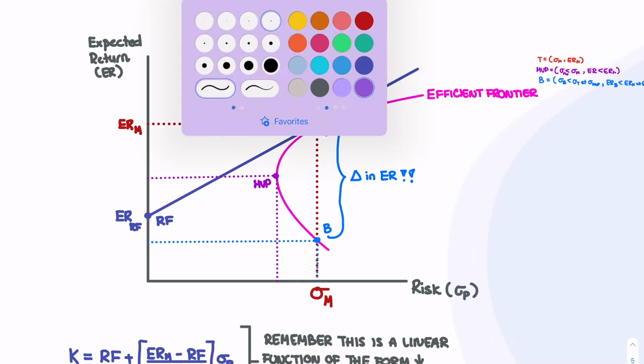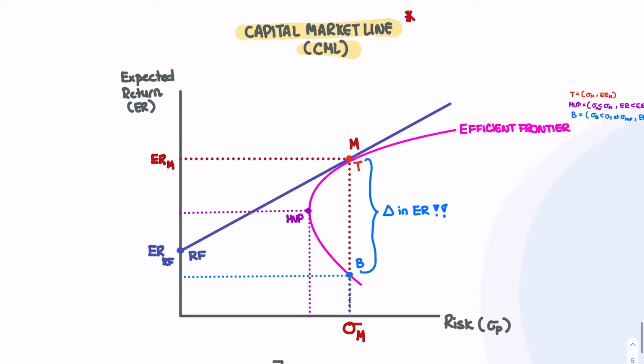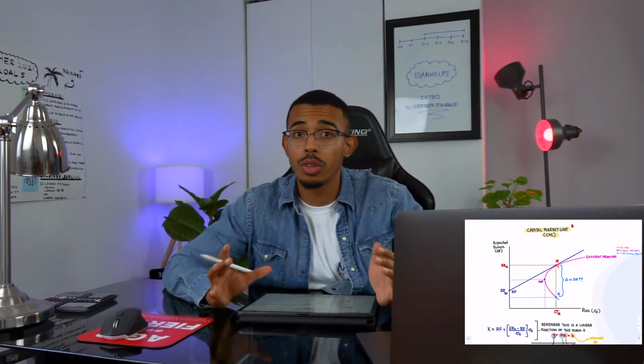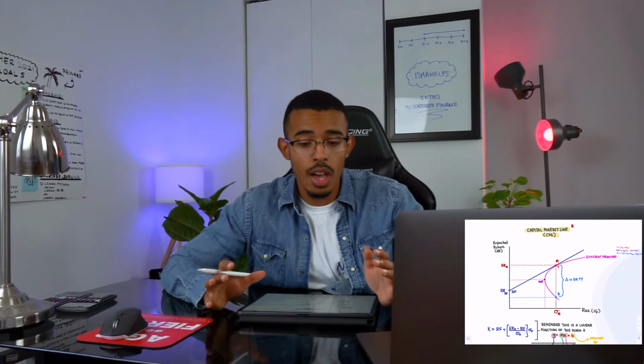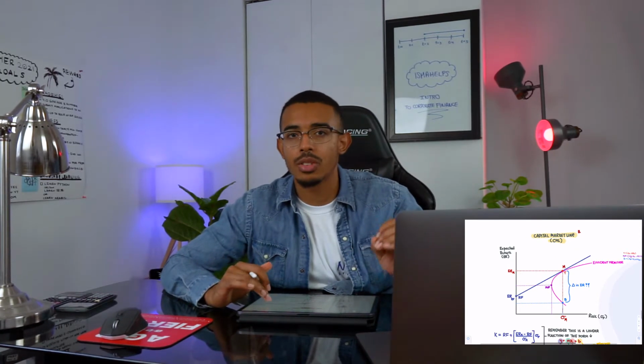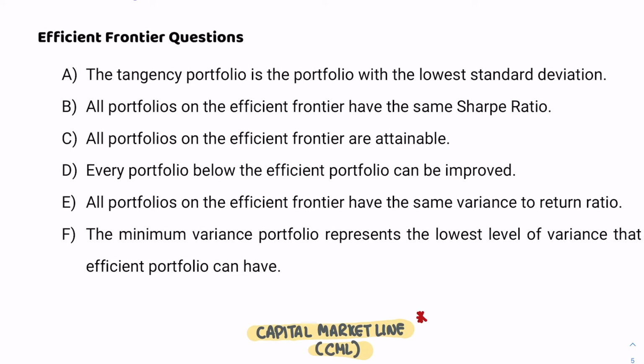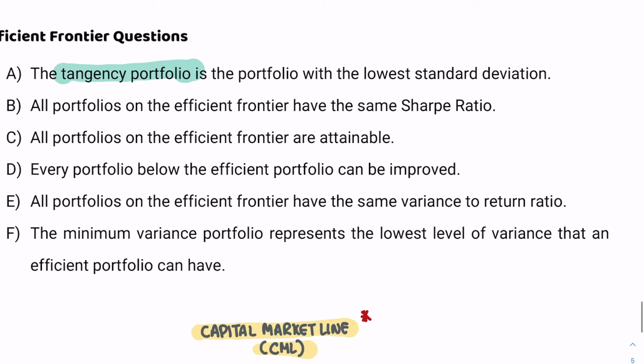What I want you to understand is how you could use this visual piece of reference. You can even add it to your formula sheet if you're allowed to, and it can empower you to answer these questions. If we look at A, we're telling you that the tangency portfolio, which is super important, is the point at which you have the lowest standard deviation.